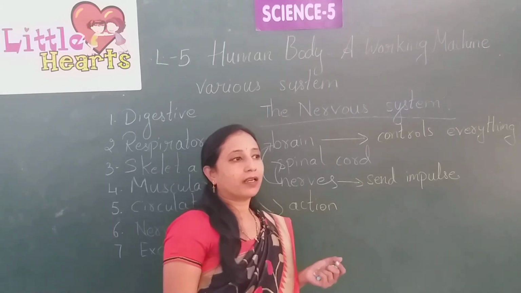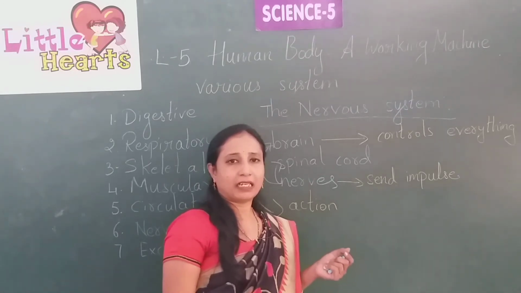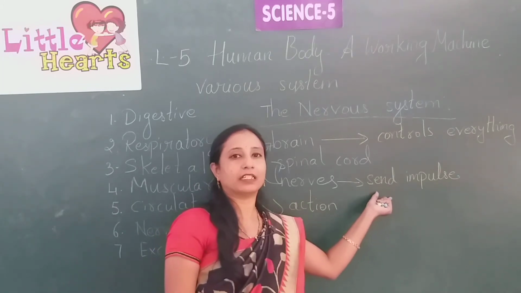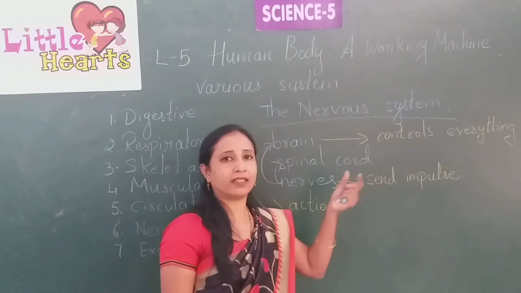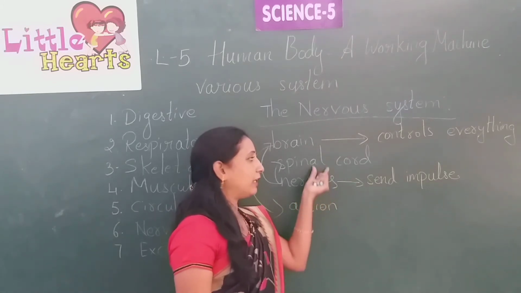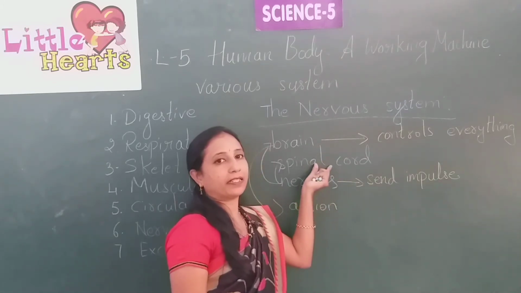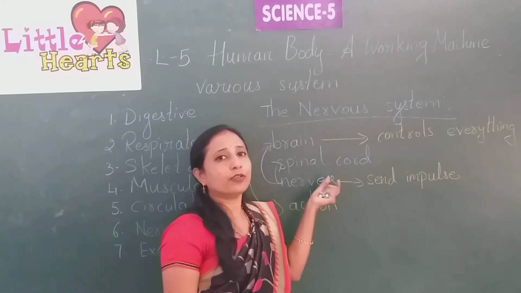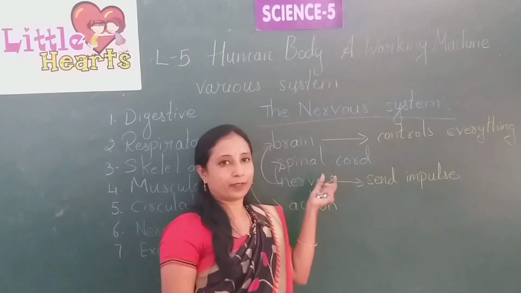Thorn, we get the pain. The pain is sent as an impulse to the brain through these nerves. Nerves send the impulse to the brain. So before going to the brain, the spinal cord helps it. Okay, nerves to the spinal cord to the brain, and the brain tells you to lift your leg up.